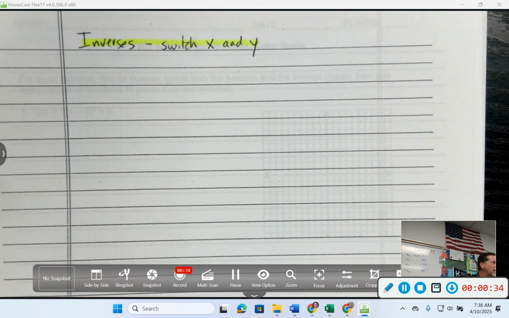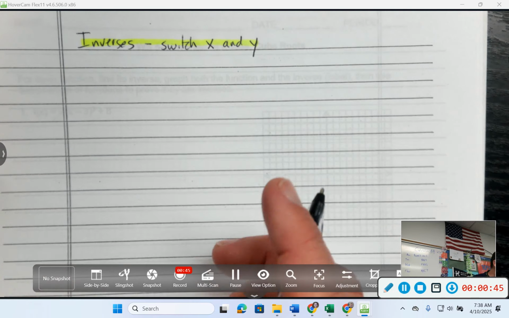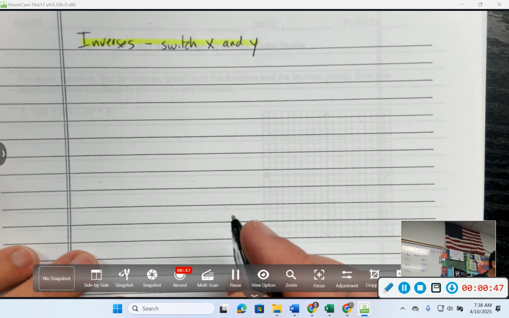Have we done this already? I feel like we've done something like this. Have we done it this year, or did you do it in Algebra 1? Earlier this year we did. I think we did. Yes. So inverses means switch x and y. I think it was when we were working with a parabola or something like that. Yes.